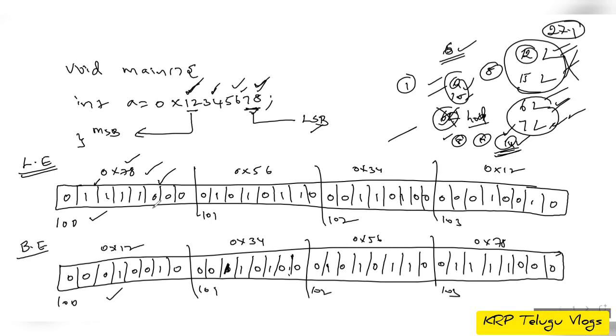Sir, why are we only taking 78? Why not 6, 7, 8? One byte, as I told you, the least significant byte, the first byte, will be stored here. So 1 byte is this one. 7, 8 is 1 byte. 5, 6 is 1 byte. 3, 4 is 1 byte. 1, 2 is 1 byte. 8 bits is nothing but 1 byte. Clear?